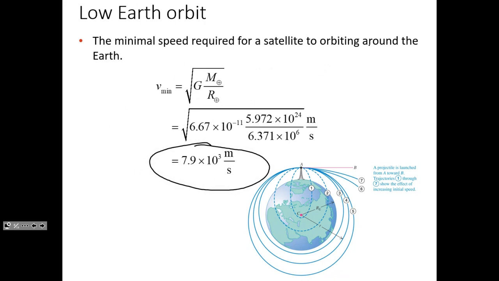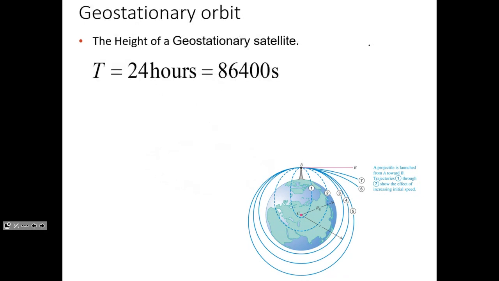We find 7.9 thousand meters per second. That's the minimal speed for a satellite that you launch to orbit around the Earth. And then we have another special case of satellite, the geostationary orbit, which is relatively stationary over the surface of the Earth.